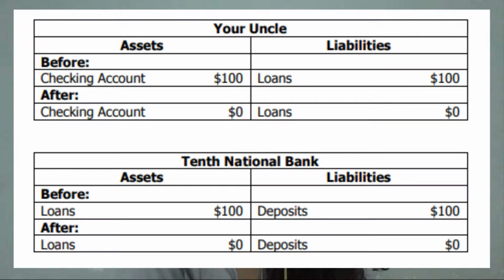By paying off the loan, your uncle simply eliminated the outstanding loan using the assets in his checking account. Your uncle's wealth has not changed. He simply has fewer assets and fewer liabilities.